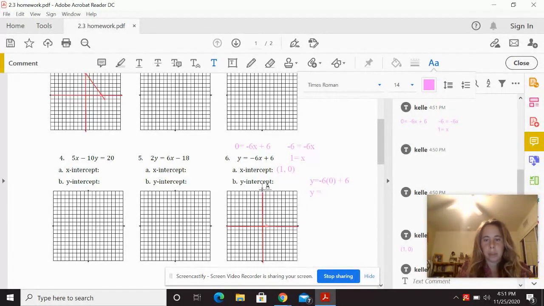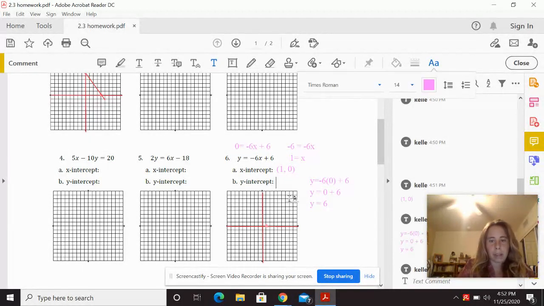Y equals negative 6 times 0 is negative 0. Just kidding, it's just 0. There's no such thing as negative 0. That'd be silly. So sorry. Y equals 0 plus 6, which is just y equals 6.